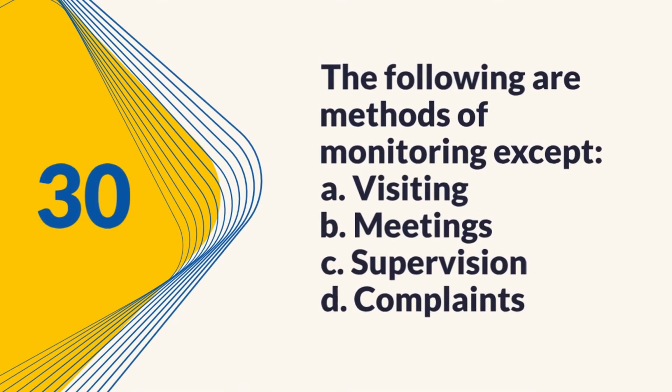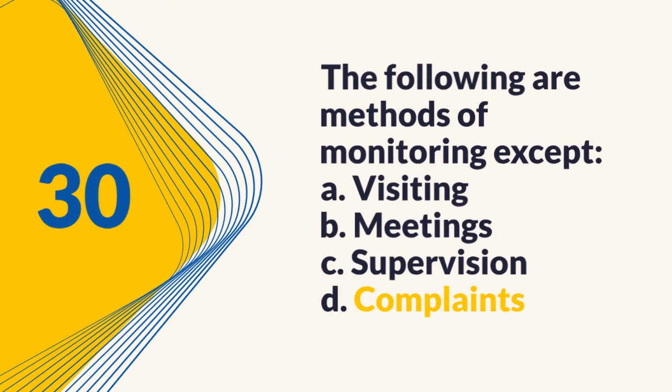30. The following are methods of monitoring except A, visiting, B, meetings, C, supervision, D, complaints. Answer is D. Complaints. Monitoring methods include visiting, holding meetings, and conducting supervision to ensure everything is on track. Complaints, while helpful, are more reactive than proactive monitoring methods. So, the correct answer is D, complaints.